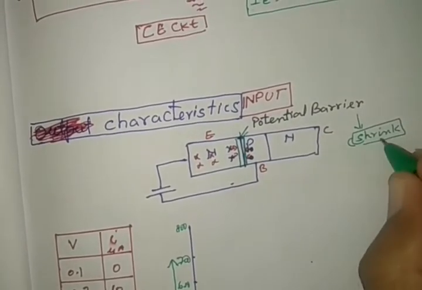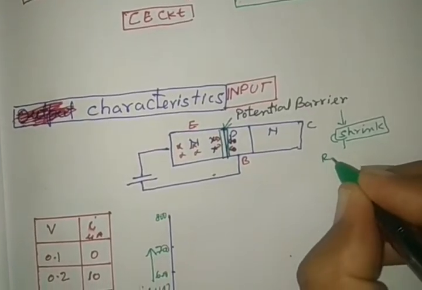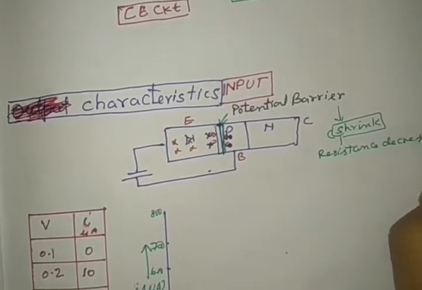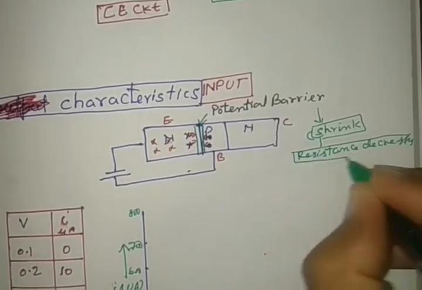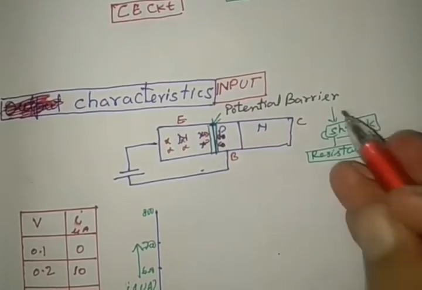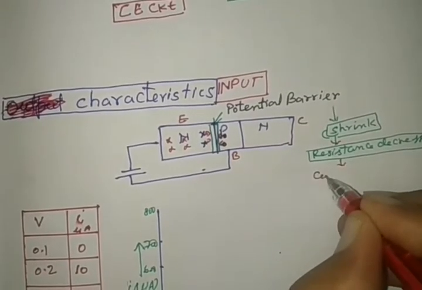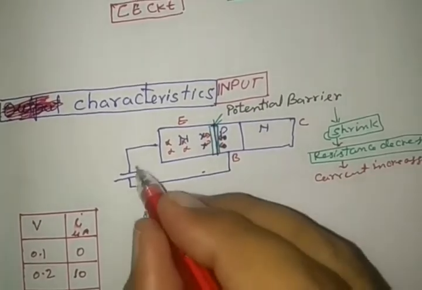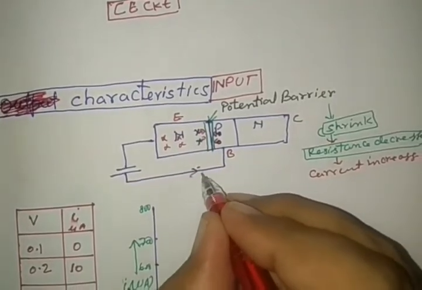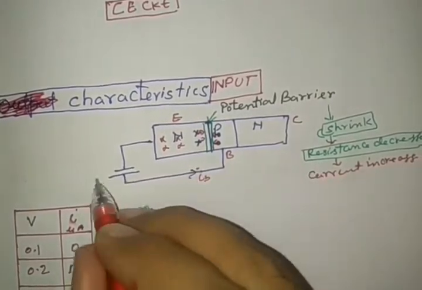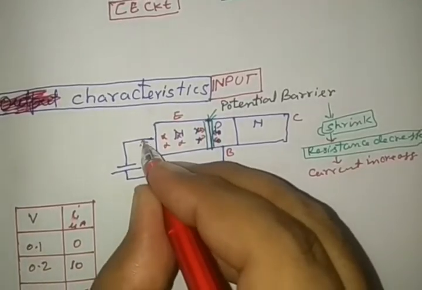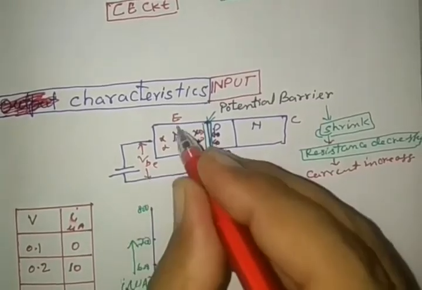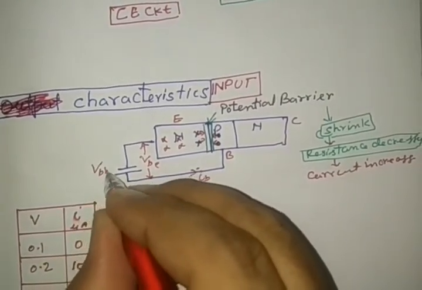If it shrinks, it means that the resistance of the barrier decreases. Resistance decreases, so what happens as a result? Current increases. With the help of this, the IB current increases on increasing the value of voltage between V, B, E in the input circuit, which is known as base voltage.